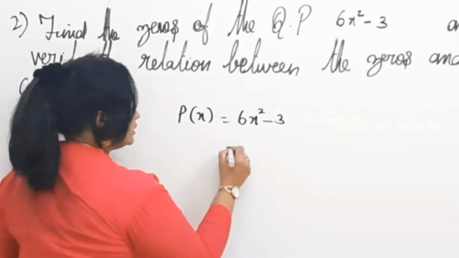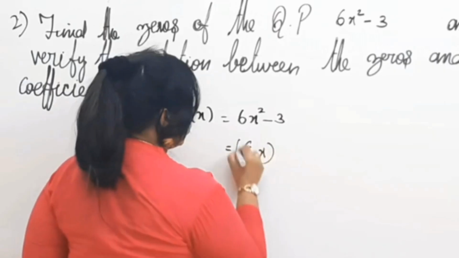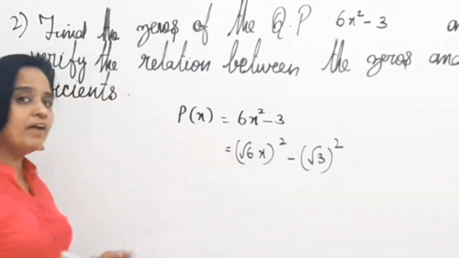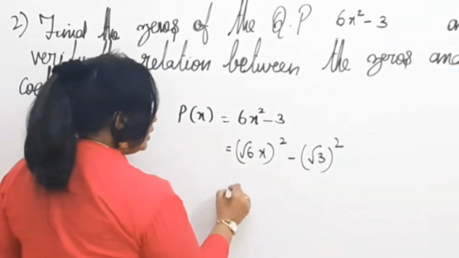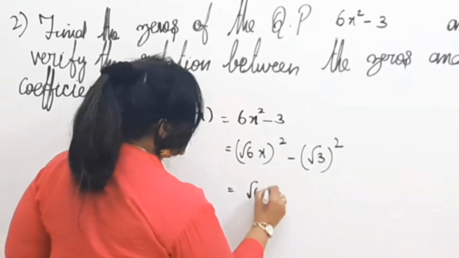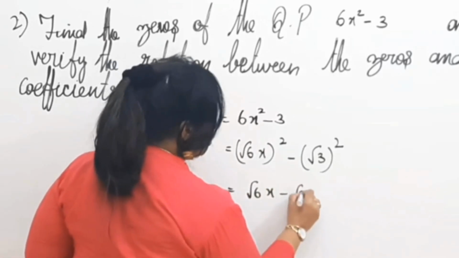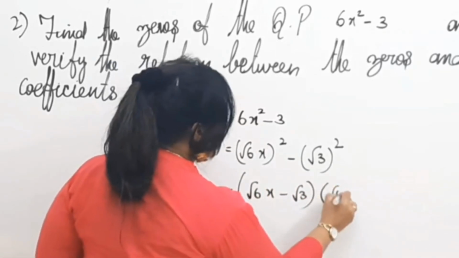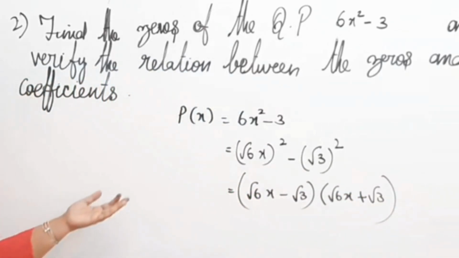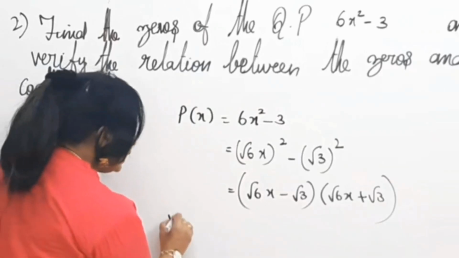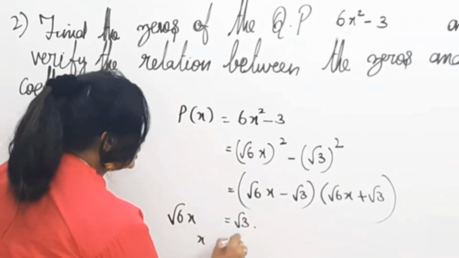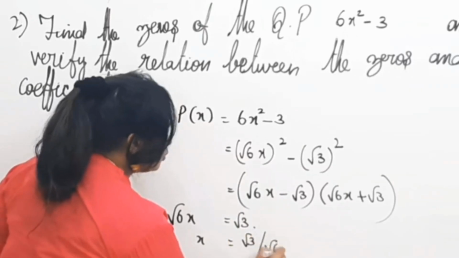So can we write this as root 6x the whole square minus root 3 the whole square to find our factors? So this can be written as a square minus b square: root 6x minus root 3 into root 6x plus root 3. So I got a minus b into a plus b. Now I equate it to 0. Root 6x is equal to root 3. So x is equal to root 3 by root 6.